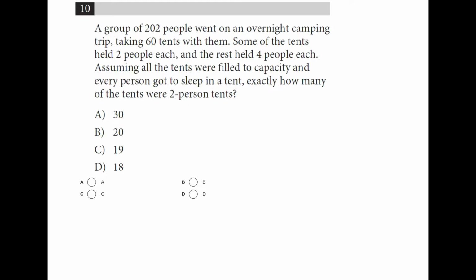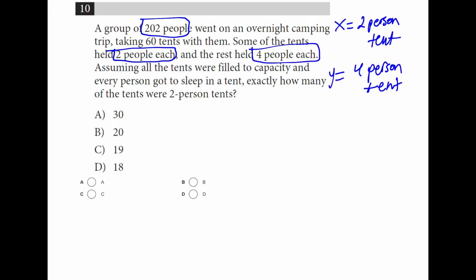So this next one, let's consider people. 202 people total, 2 per this tent, and 4 per this tent. So I will create some variables here for 2 and 4 person tents, and I will set up my equation like this. This is my people equation. Each part of the equation tells me how many people go in this tent, how many people go in that tent, how many people total.